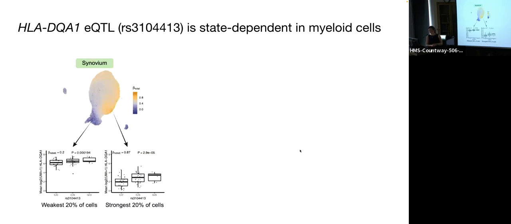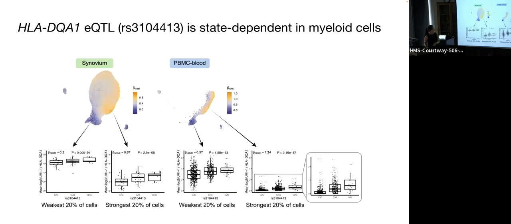And now here's another example, this time for HLA-DQA1 in myeloid cells. So here's our myeloid cell landscape across synovium, where the blue cells have the weaker eQTL effect. These are actually dendritic cells, and you can see that they have high expression of HLA-DQA1, but the eQTL effect is weaker. And then the orange cells are the monocytes, where we can see a stronger eQTL effect. And we can show that this replicates in blood as well, where the blue cells have a weaker effect, whereas the orange cells have a much stronger effect.